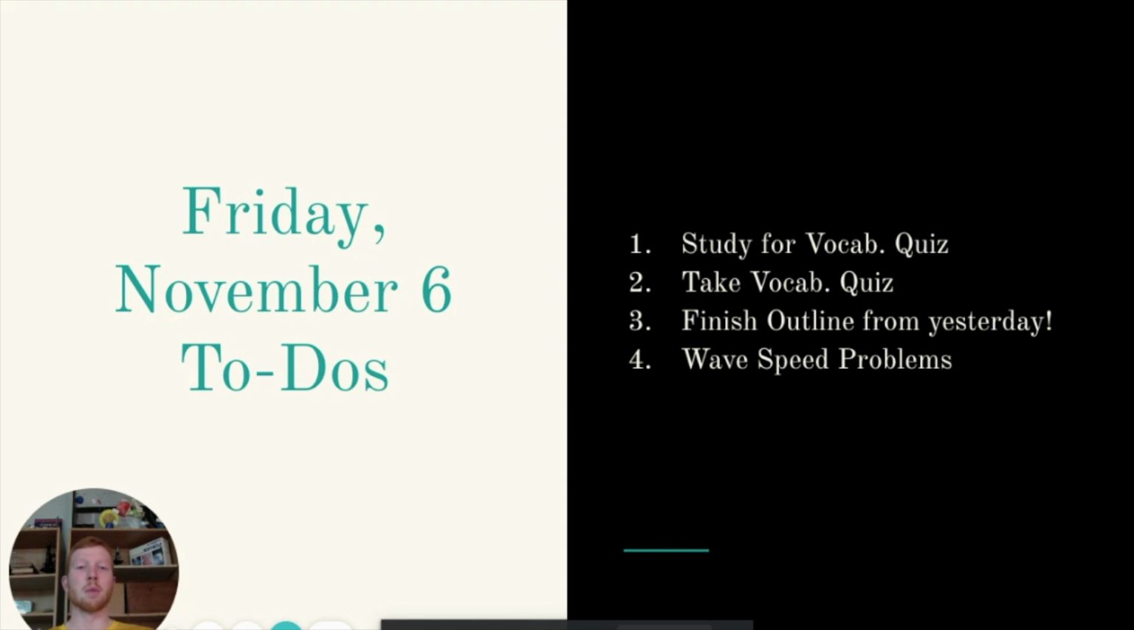So then you're going to go back under yesterday's topic, which would have been Thursday, November 5th, and you will finish that outline. I don't know how far it is that you got with that, but you can see that there's another step here, which is step number 4, wave speed problems. We did 4 problems together this week. Understand what the formula is that you need to use in order to answer this, which is what I'm going to explain now.